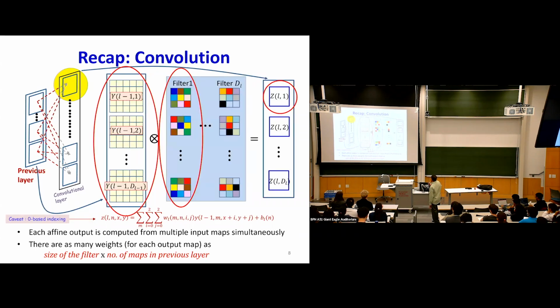In order to compute, say, this first map, you would place this first filter on the input maps. Guys at the back, can you come up front, please?